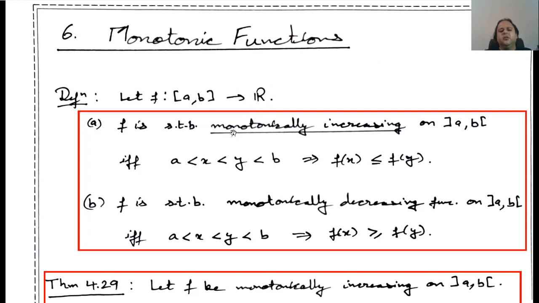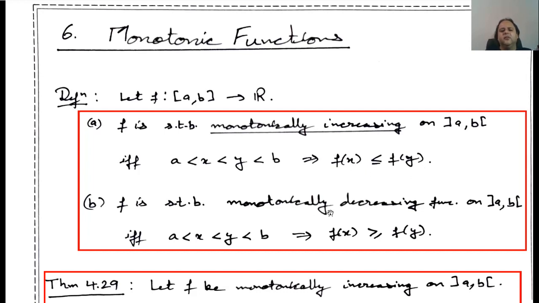For a monotonically increasing function, whenever we take two points in the interval, x the smaller one and y the bigger one, then f(x) will be less than or equal to f(y). That's a definition which we learn in our 12th class also. So that's not a big new thing. It's all just a recall of the concept.